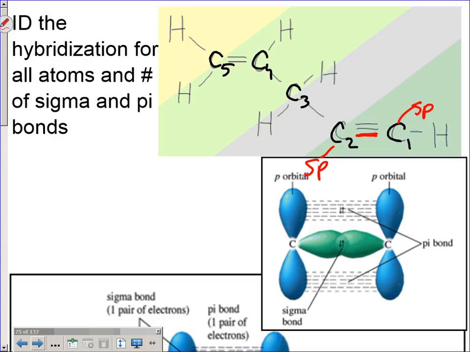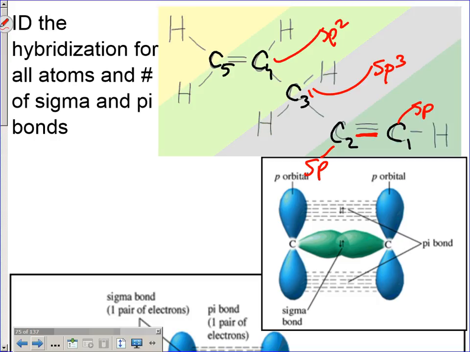So, how many electron domains around carbon 3? 4. What kind of hybridization? sp3. Are there any free p orbitals? No. Why do we need them, right? Do we have double bonds? No. All single bonds. Carbon 4. 3 electron domains. sp2. What's happening with our extra? Double bonding. To make a what kind of bond?